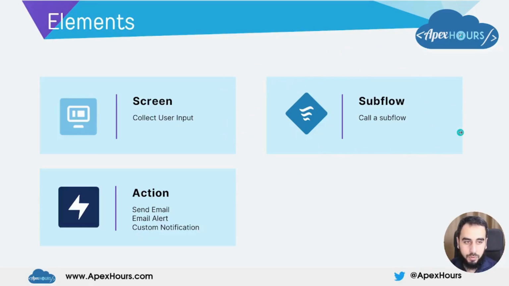We also have a subflow element, and this is used to call an auto-launched flow. Say we already created an auto-launched flow and we're ready to call it from another flow, then we add a subflow element, and then we use it to call an auto-launched flow. We also have an action element that we use to perform some actions like send email, email alert, and custom notification. For each one of those, we have some attributes. When sending email, it's going to ask you what's the to address, what's the from address, what's the subject, what's the email, and so on.